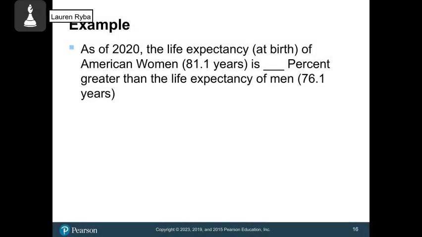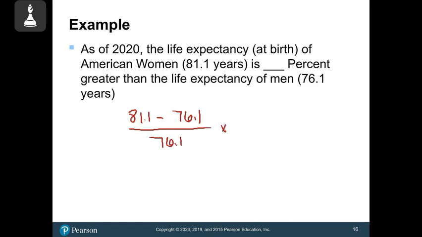As of 2020, the life expectancy at birth of American women was 81.1 years. What percent greater is that than the life expectancy of men, 76.1 years? So we want women compared to men. So women minus the men, divided by the men's value, times 100 is going to give me about 6.6%. So women live about 6.6% longer than men.